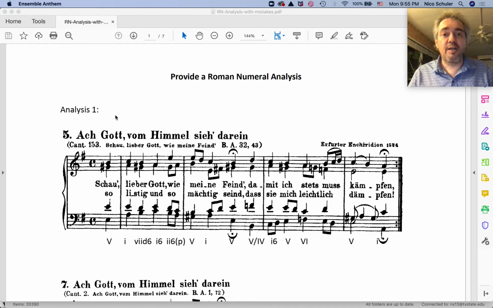Hello. I would like to discuss a little more some details of harmonic analysis. So I have here some excerpts of some Bach chorales, and it was an assignment to my students, and I'm very grateful to the student who allowed me to show you the solution. And the solutions here are very good, but there are some small things in here that could be done better.